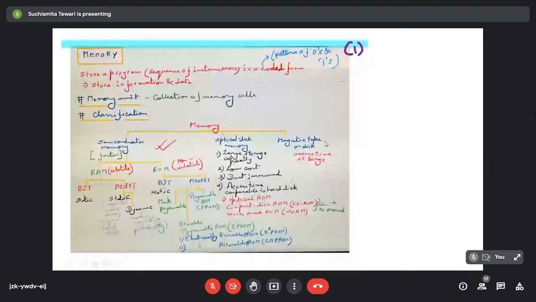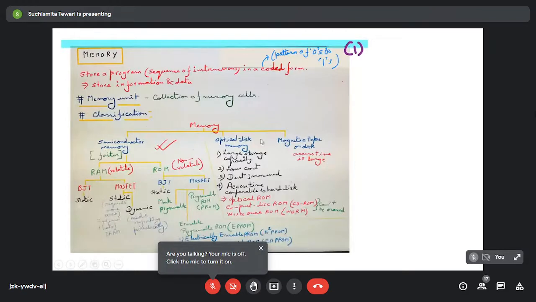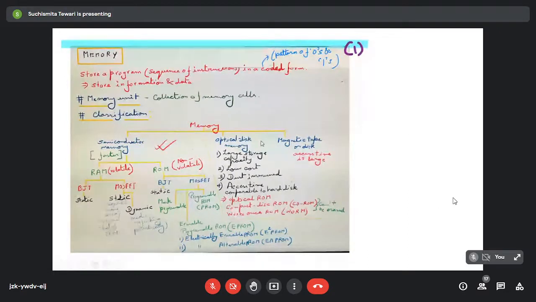In the case of magnetic tape or disk, the magnetic property of the particular material is exploited in order to store something. Here the access time is large; for magnetic tape or magnetic disk the access time is the largest among these three types of memory. Then we are very much familiar with optical disk memory. Here the light property is exploited, whether it is reflected or diffracted from the surface. Depending on that, the data are stored.